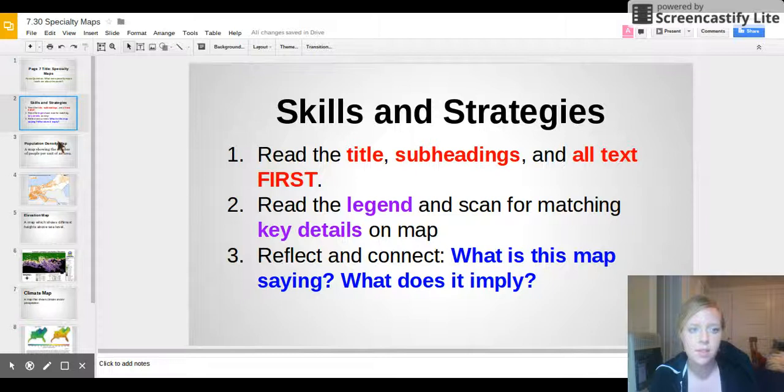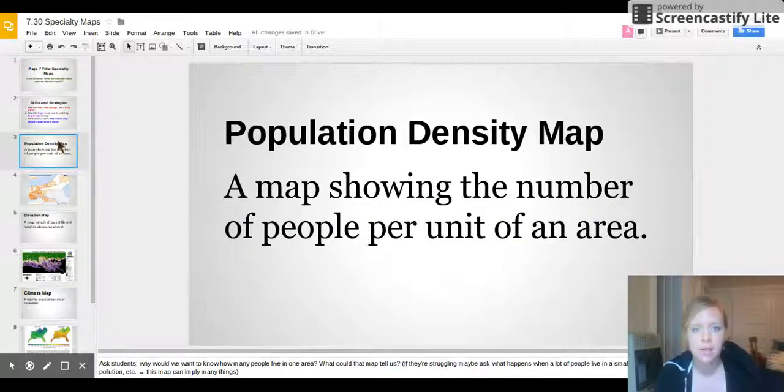Okay, the first vocabulary word I'd like you to copy down, population density map. A map showing the number of people per unit of an area. Why do you think that we would want to know how many people live in one area? What could a map like that tell us?